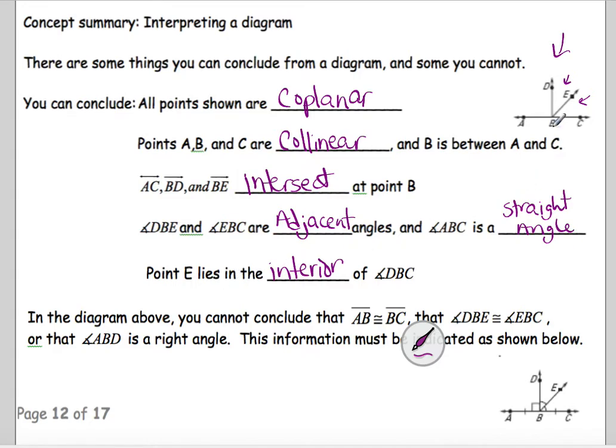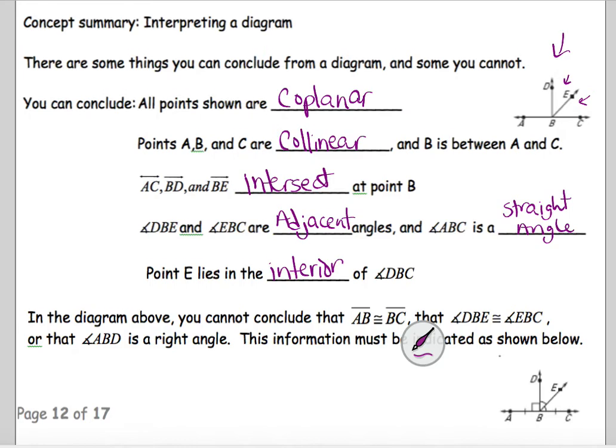Things that you cannot assume in this picture: there are no right angle markings. You cannot assume that any lines are perpendicular or any angles are right angles. You also cannot conclude that these two angles over here are congruent. Nobody told you that they are congruent or that BE is a bisector or anything like that. You also don't know if the length of AB is equal to the length of BC. There are no markings to show this.